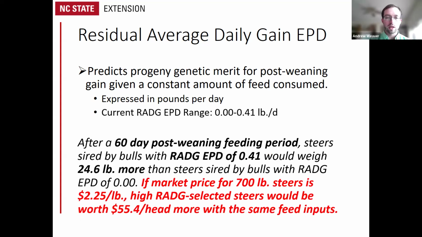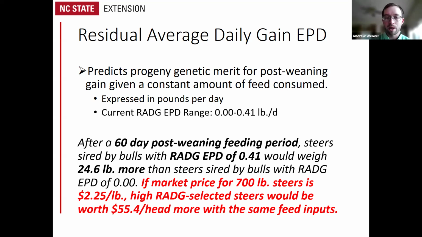And so as just a quick example here, if we had a 60-day feeding period post-weaning, and we had a group of steers sired by bulls with a residual average daily gain EPD of 0.41, compared to a bull at 0.